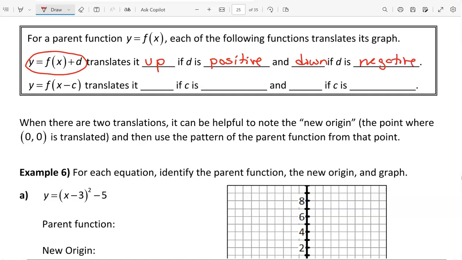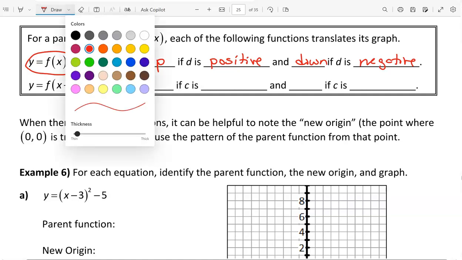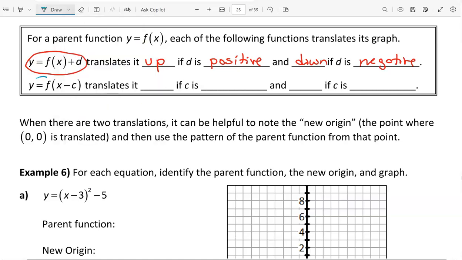The graph of y equals f of x minus c, the x minus c is on the inside of the function, and that's going to translate that to the right if c is positive, and to the left if c is negative.